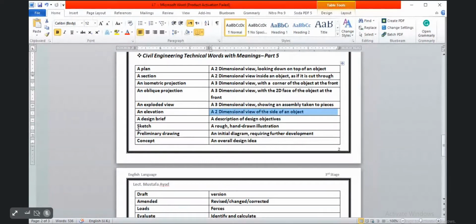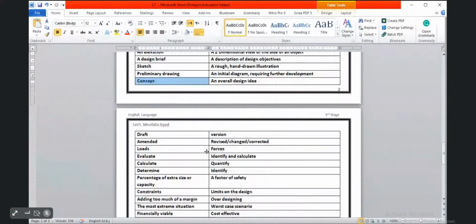Sketch يعني الرسم اليدوي, a rough hand drawing illustration يعني توضيح أو رسم باليد رسم يدوي. If you remember in first stage in drawing in generic drawing بالرسم الهندسي you used to do some sketching تسوون يعني رسم بخط اليد يسموه sketch. Concept: an overall design idea. The overall view or overall design idea الفكرة التصميمية يسموها concept.